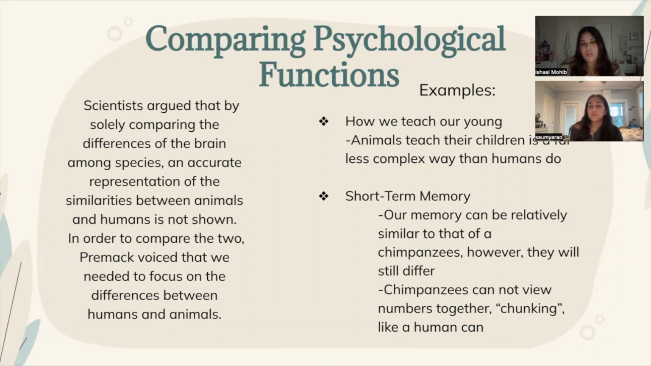Additionally, we have short-term memory, so our memory can be relatively similar to that of a chimpanzee's. However, they will still differ because chimpanzees will see the number 11 as two numbers, individual numbers, rather than chunking them together like a human can. A human would view the number 11 as one number, whereas a chimpanzee would view it as two.